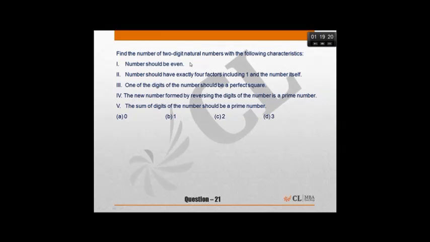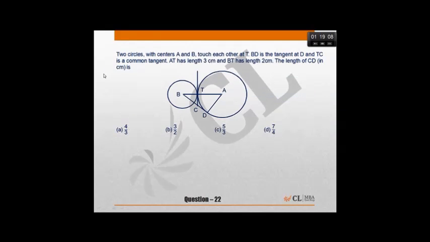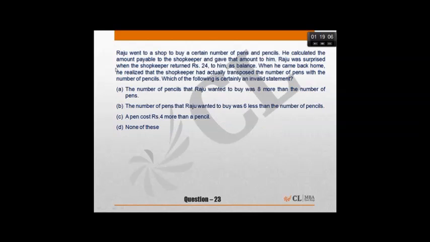Find the number of two-digit natural numbers with the following characteristics. Round 2. Number of two-digit natural numbers. If it was only a two-digit natural number with these characteristics, I would have checked the choices. Geometry is round 2 in any case for me.